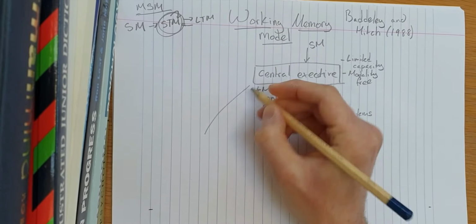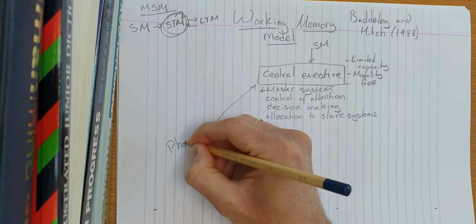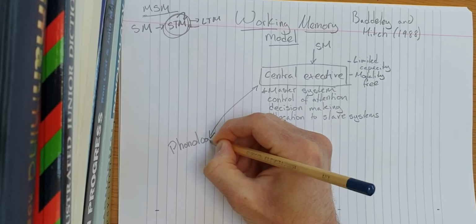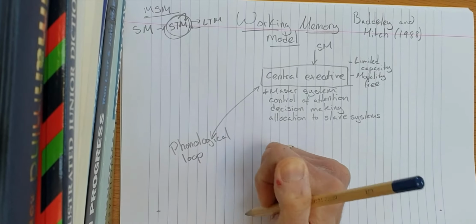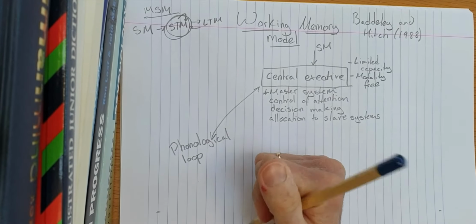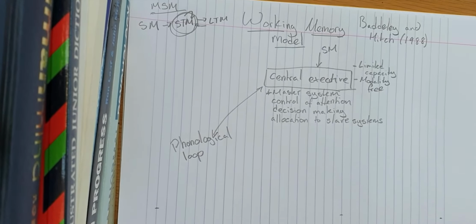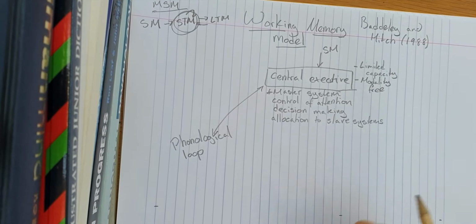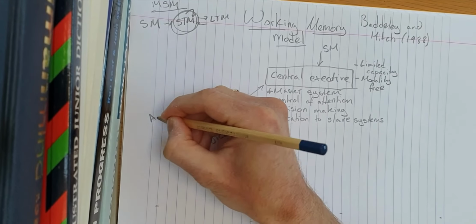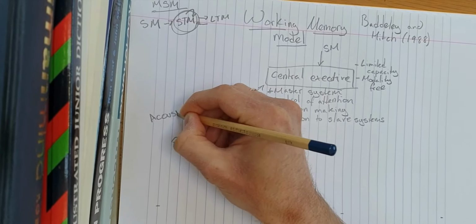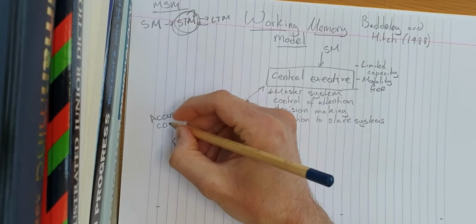The first one we're going to look at is known as the phonological loop. Hopefully you've guessed by the name, the phonological loop is all to do with sounds. It's all to do with how things sound and holds your acoustic information. So the coding is acoustic there in the phonological loop.